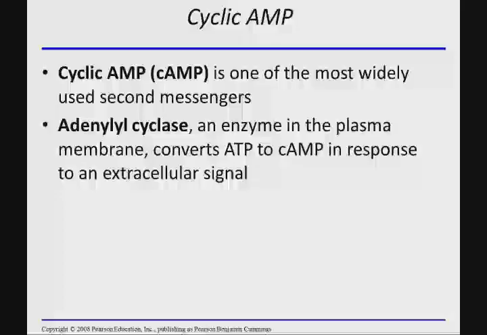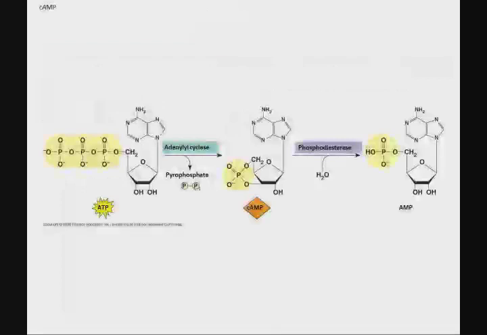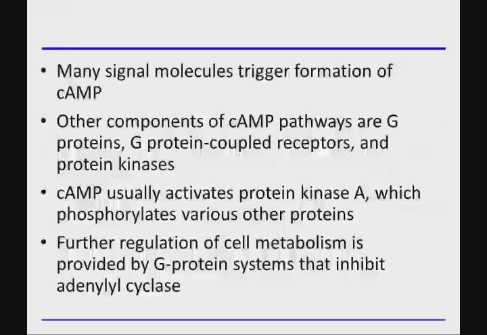So cyclic AMP is one of the most widely used second messengers. Adenylyl cyclase is going to be the enzyme that we oftentimes see in the plasma membrane. It's going to convert ATP. It's going to hydrolyze all of those phosphates down to the last one to get cyclic AMP in response to an extracellular signal. So this is what that molecule looks like, right? And we've seen cyclic AMP before when we talked about the activation of the CAP protein in prokaryotes when we looked at the lactose operon. So go back and review that and see cyclic AMP there as an activator of that particular operon.